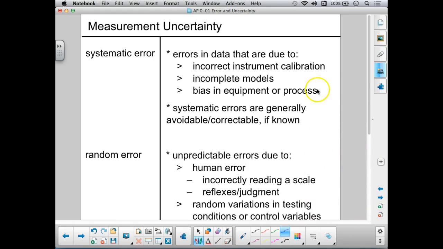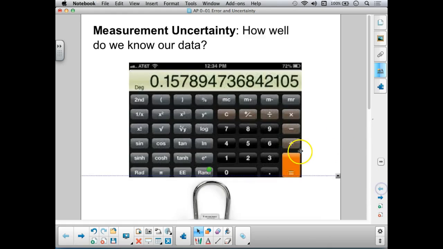First of all, we have to think about 2 different kinds of errors. And these errors are going to result every time that we take a measurement or take data. The first kind is called a systematic error. It's an error in the data that is due to incorrect instrument calibration, incomplete models, or some sort of bias in equipment or process. Let me go back to show you what I mean.